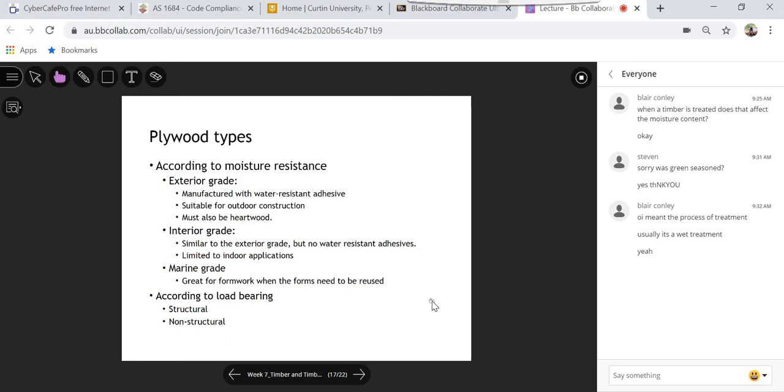Okay. And that is according to moisture resistance, as well as for considering load bearing. We have two types also, structural and non-structural. So marine grade is definitely with added moisture resistance and structural, and so we can use them for formwork. Exterior grade is also suitable.